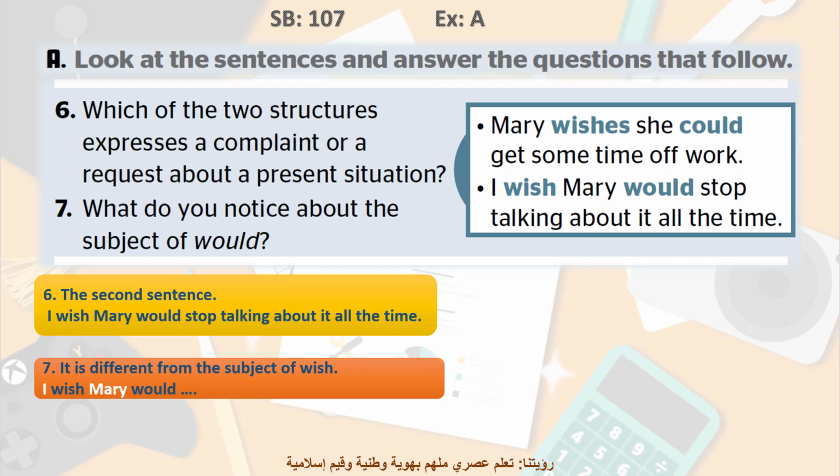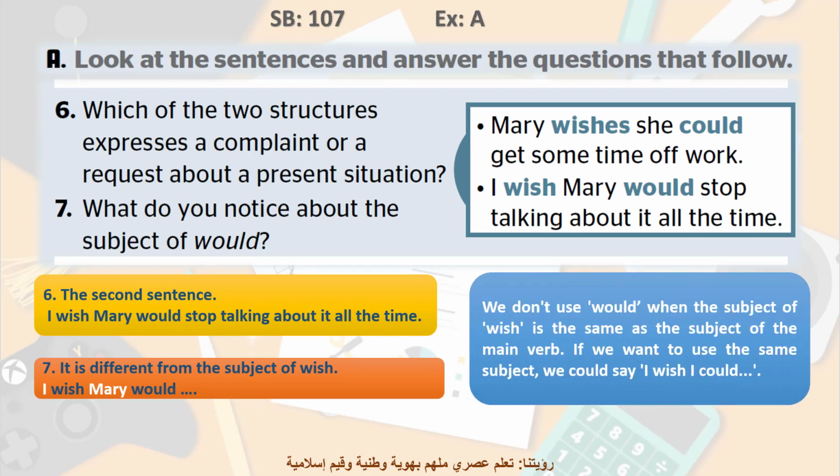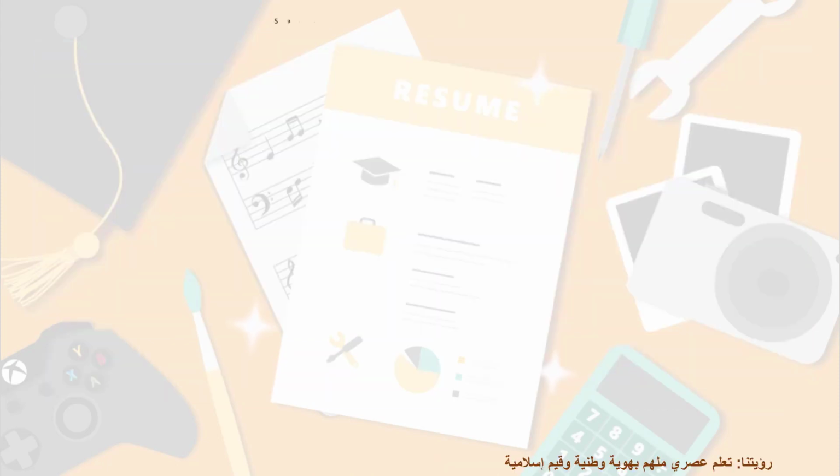So here the conclusion is, we do not use would when the subject of wish is the same subject of the main verb. If you want to use the same subject, we could say, I wish I could. Not would. Alright? I hope it's clear. Now let's move to the third part of exercise A.